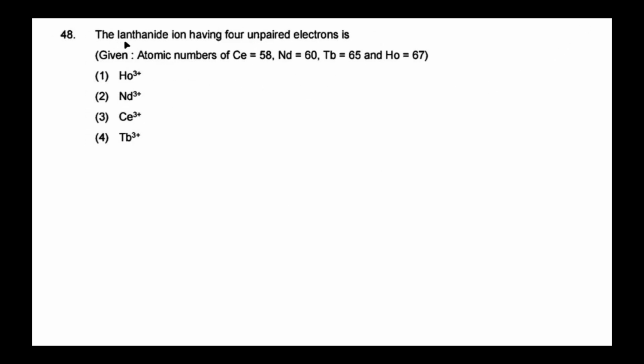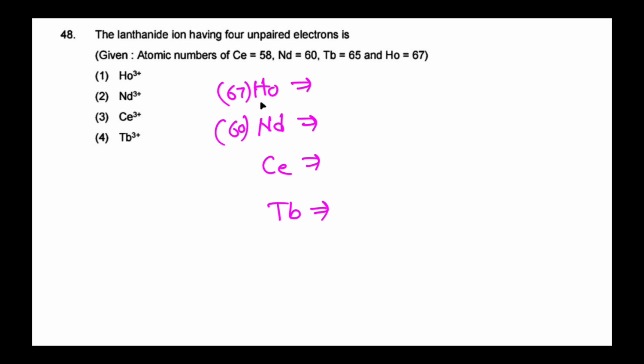The next question is: the lanthanide ion having 4 unpaired electrons is. So this is holmium (Ho), neodymium, cerium and terbium. So generally, oxidation states and valence electronic configuration. Holmium is atomic number 67, neodymium is 60, cerium is 58 and terbium is 65.